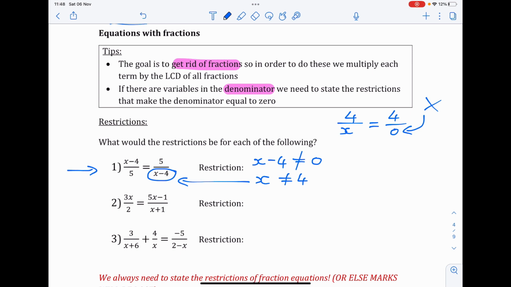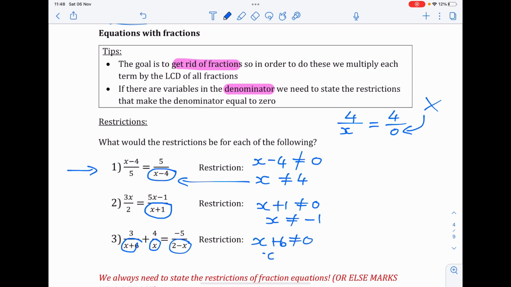Let's do the next one, question 2. So we take the denominator with a variable, x plus 1 cannot equal 0, and then solve it. So x cannot equal minus 1. For this next one, there's multiple ones. There's 1, 2, and 3. We have to do them all separately. So x plus 6 cannot equal 0, so x cannot equal minus 6. So that's the first fraction.